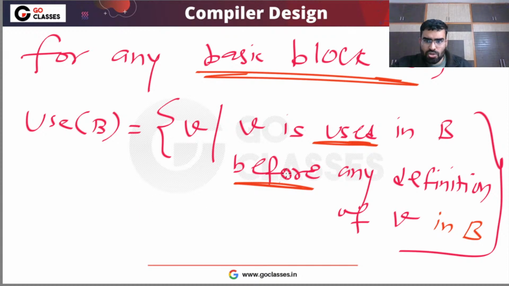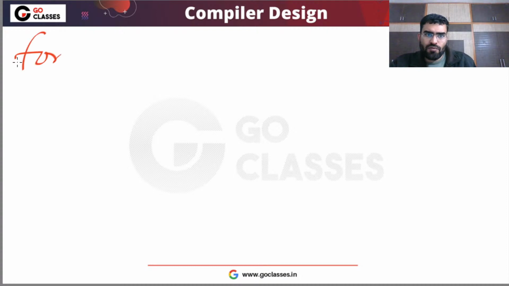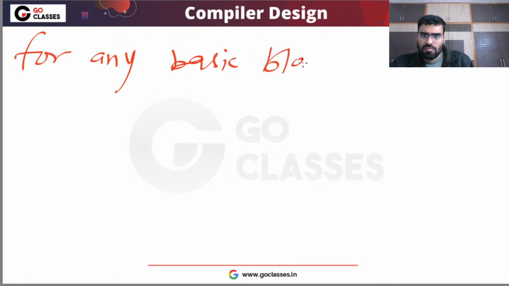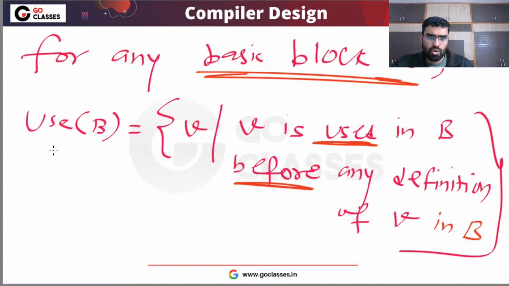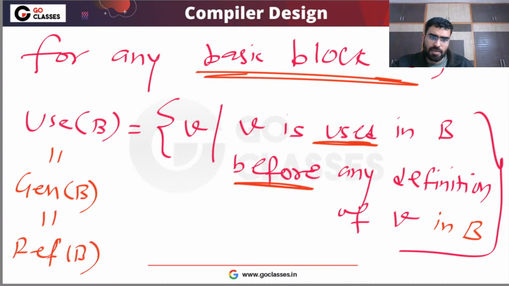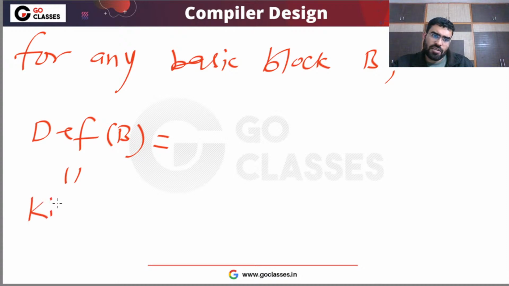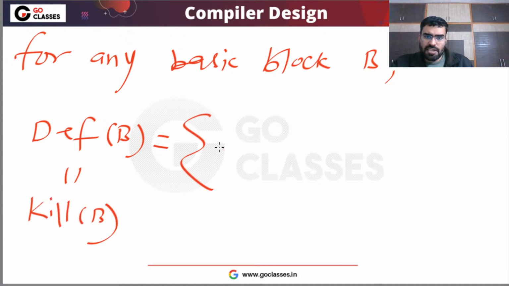So the variables which are used, this is how you can define. Similarly, if you have any basic block B, what can you say about def of B? Remember, use of B is the same as the variables generated by B, or the variables referenced by B, and similarly def of B is the same as the variables killed by B, where V is defined.